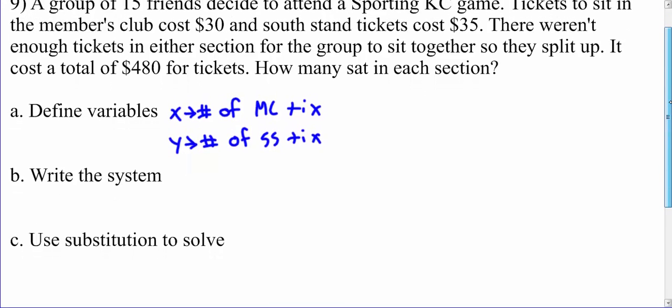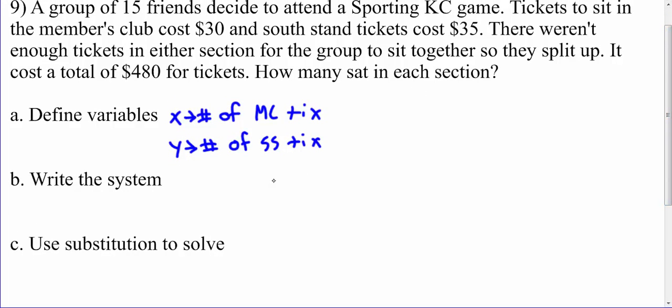All right. Now our system, well, we've got two things we know. One is there are 15 total people, so they better have about 15 tickets. So I'm going to do x plus y is equal to 15. That's my first equation. My second equation has to do with the amount of money that they spent.